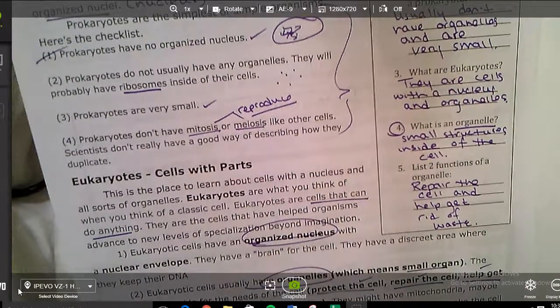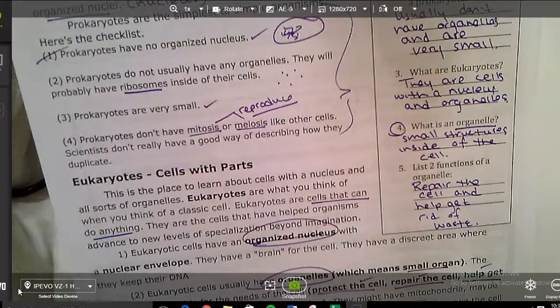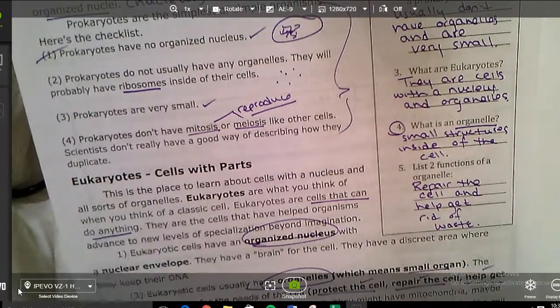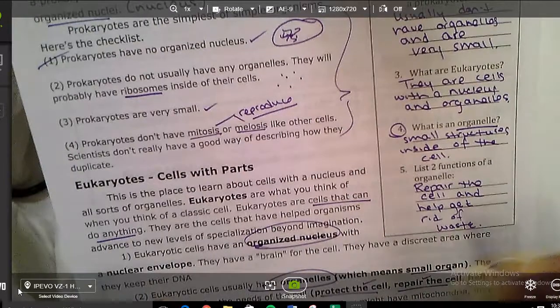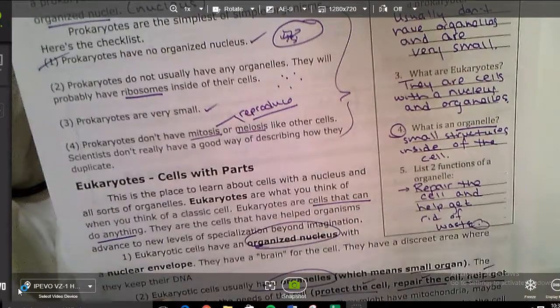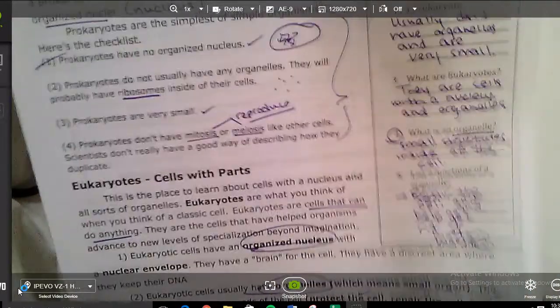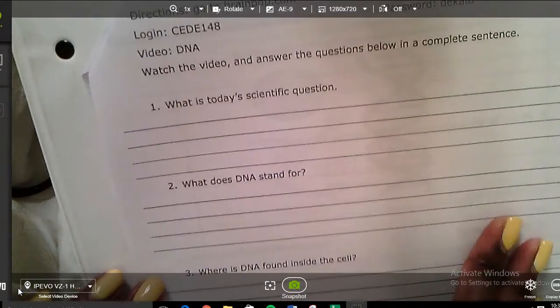If you need to pause the video at any time to get those answers down, go ahead and do that. Make sure one, two, three, four, and five are answered in a complete sentence. So I'm going to go back. I'm going to check my capitals. I'm going to check my punctuation. And then I'm going to go ahead and turn the page.